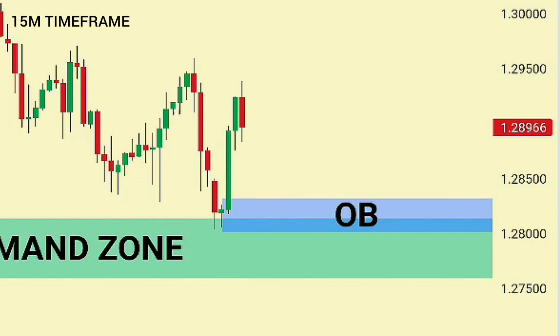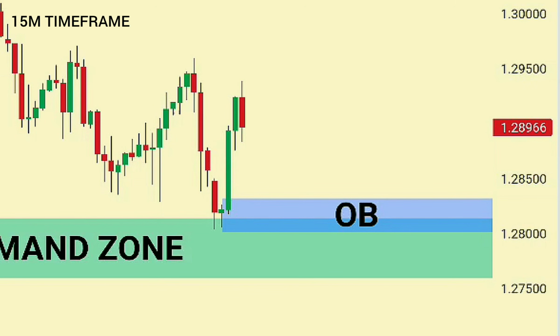In many high-quality setups, this displacement also leaves an imbalance, showing that price moved so aggressively it couldn't trade efficiently through every level. While an imbalance isn't the only requirement, it adds confidence that the buying pressure behind the move was genuine. So where do we mark the order block? We don't mark the entire rally. We mark the last bearish candle before the strong bullish displacement begins. That candle becomes the order block because it represents the final area where buyers absorbed selling pressure before driving price higher.